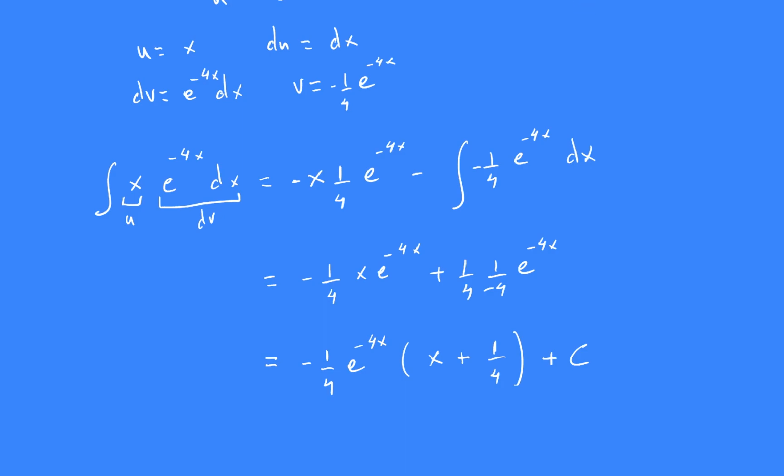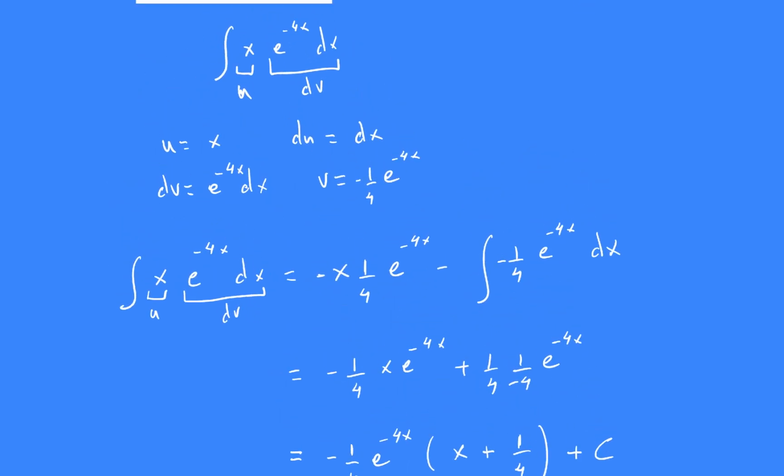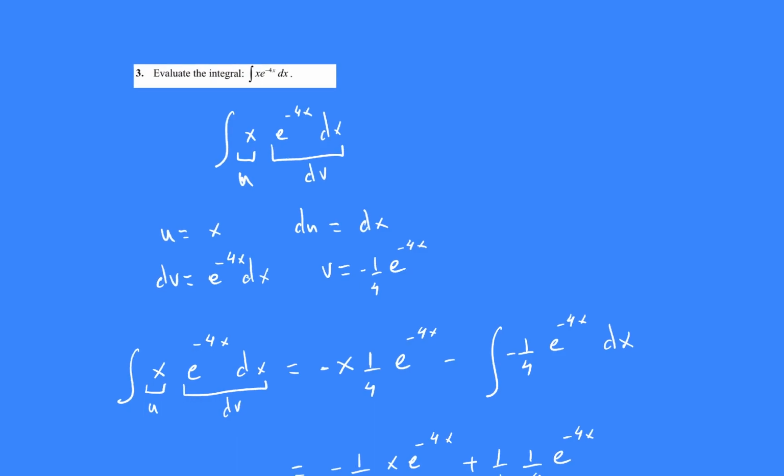The next problem is more of the same. We use the same equation: u times v minus the integral of v du. So the integral of u dv is u times v minus the integral of v du. In this problem, they don't say who is u and who is dv, so we have to choose.